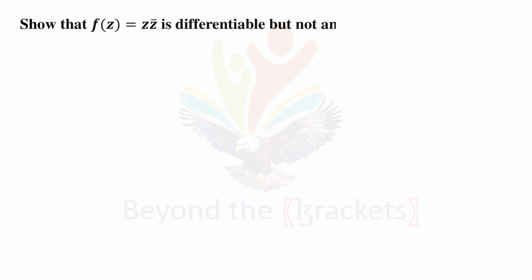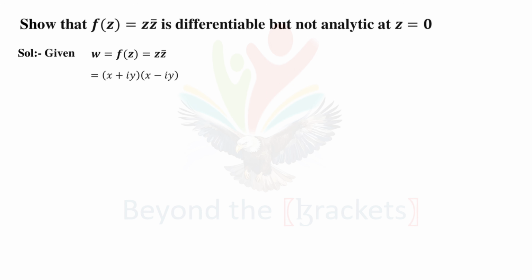The second question is given as: show that f of z is equal to z into z bar is differentiable but not analytic at z equal to 0. Substitute the values of z and z bar, which are x plus iy and x minus iy. It is of the form a plus b into a minus b, so it simplifies to x square minus iy whole square, where i square will be minus 1, so this simplifies to x square plus y square. Since f of z is u plus iv, where u is the real part, that is x square plus y square, and it doesn't have any imaginary part, so v will be equal to 0.